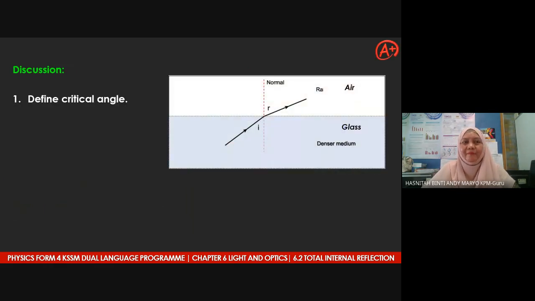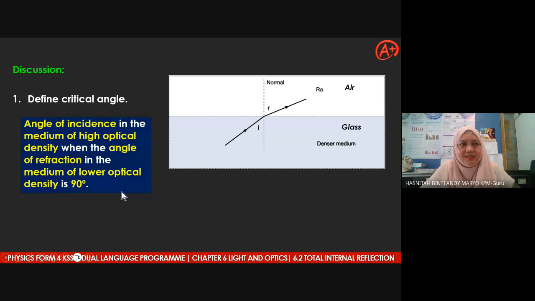From here, we can define the first term, which is critical angle. So what is critical angle, students? You may write this. Critical angle is defined as the angle of incidence in the medium of high optical density.